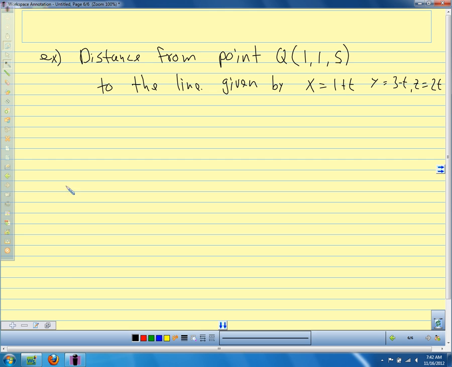So to find our distance, we need a couple of things. We need to find a point on our line to construct our vector PQ, and we need to know our direction vector, because we need to make that cross product with PQ and our direction vector. So how can we find a point on our line?